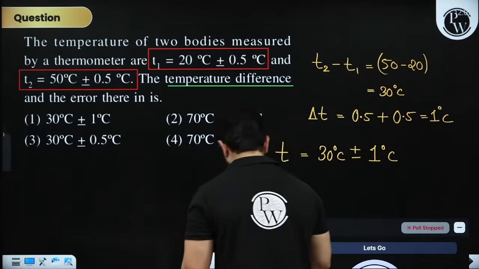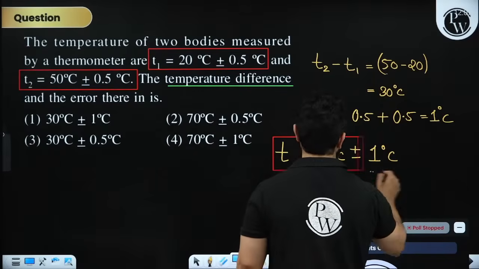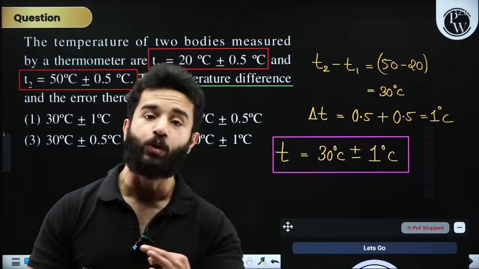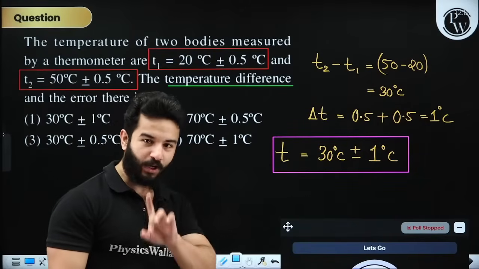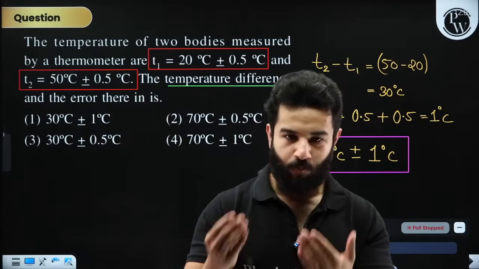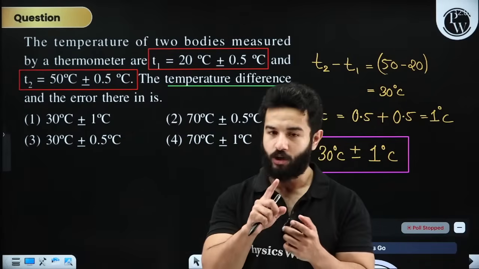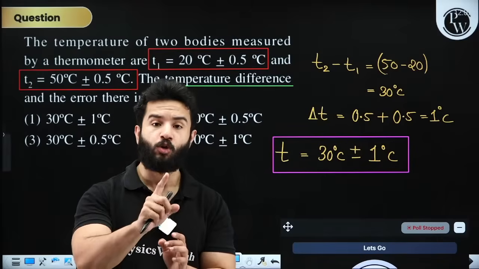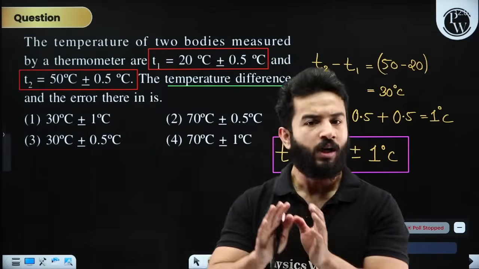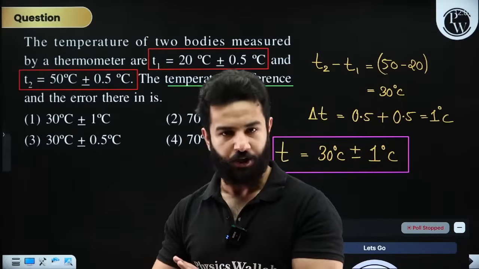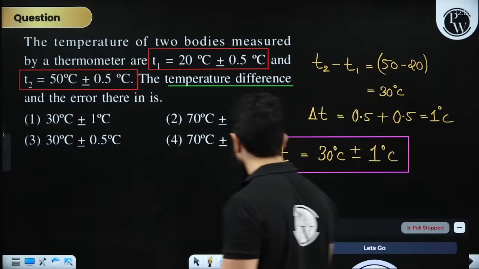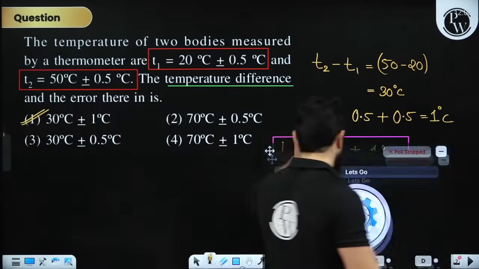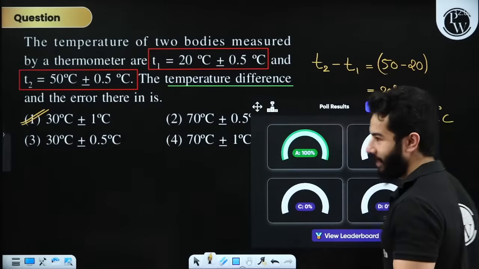All right. So note this concept down: no matter whether you are talking about addition or subtraction, errors are always going to add up. What about multiplication and division? Either you can use your power rule if they are talking about percentage error, or if they are not talking about percentage error, then please note you have to use the product rule and division rule, similar to what you have seen in differentiation, right? So this is going to be your answer: 30 degrees plus minus 1 degree Celsius. That is option number 1. Let's mark option A. Very nice, very good.